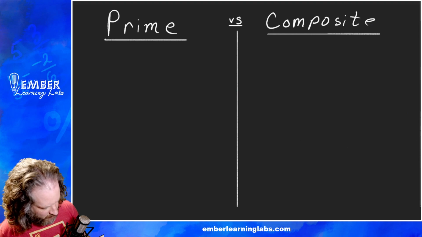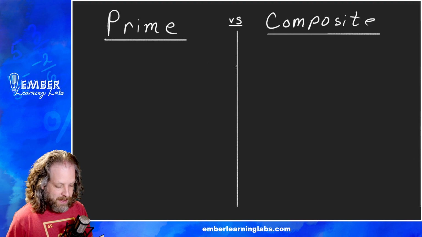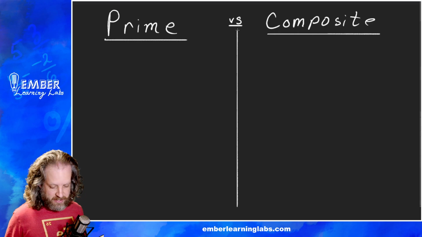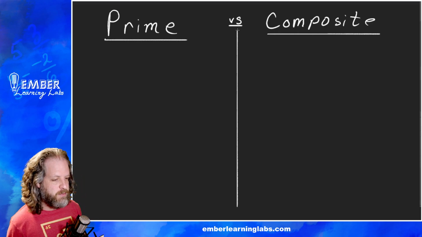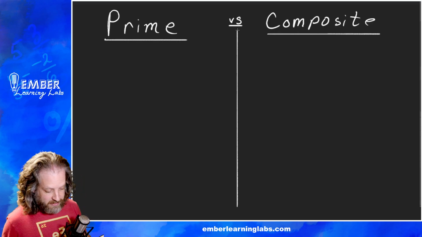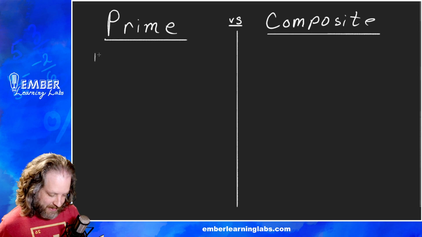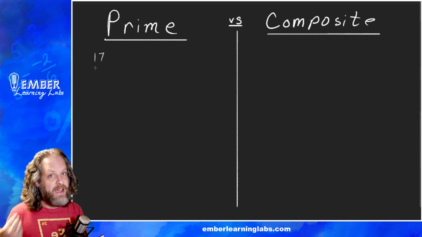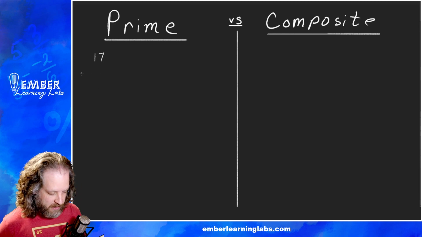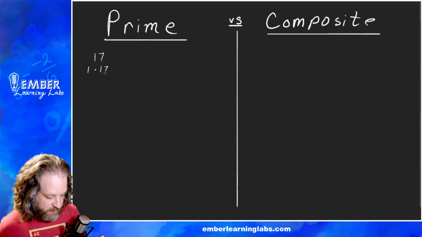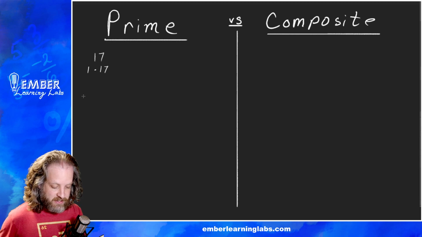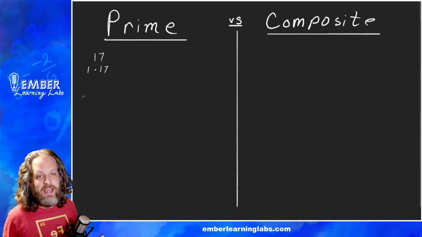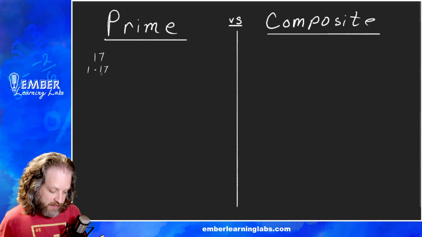All right, so first of all, let's talk about prime numbers versus composite numbers. Now, this might not be new. This part might be review. So what is a prime number? A prime number is something like 17. 17 is a number that can only be factored into itself and 1. So 1 times 17. So its only factors are 1 and 17. So the only things that can multiply to get 17 are 1 and 17.